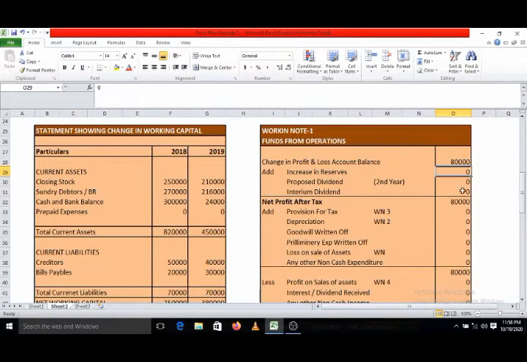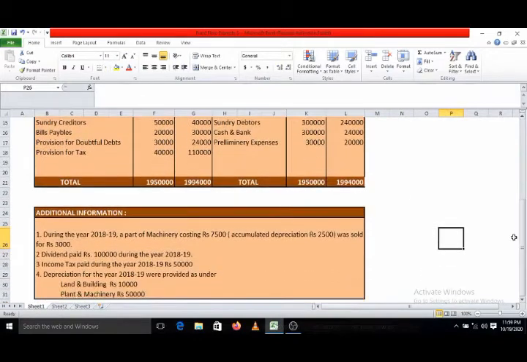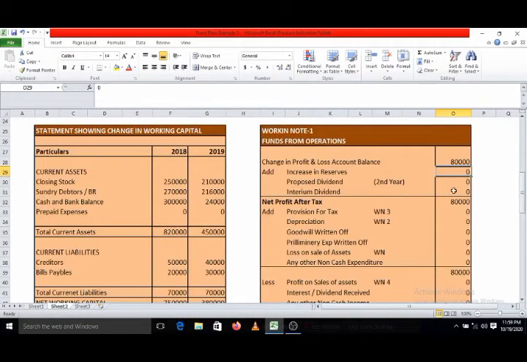Then interim dividend. About the interim dividend, where can we get the information? That is in the additional information. Check out. Yes, it is there. Number 2, dividend paid rupees 1 lakh during the year 2018-19. So we can consider it as an interim dividend because on the last year balance sheet there is no proposed dividend. So it means it is an interim dividend of rupees 1 lakh. So this we will consider as 1 lakh interim dividend which has actually been paid by the company during the previous year.